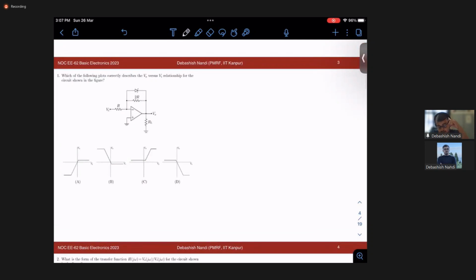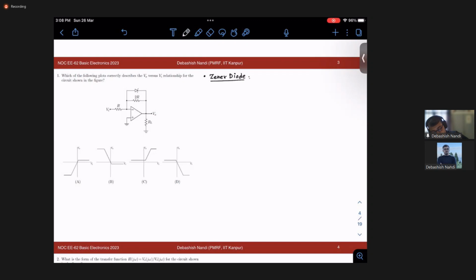Problem number one is asking: which of the following plots correctly describes the V naught versus Vi relationship for the circuit shown in the figure, right? So what is this circuit? This circuit is nothing but, as you can say, an inverting amplifier. Also in the feedback path, we have a Zener diode, right? So what is a Zener diode? This was covered in the diode circuit lectures.